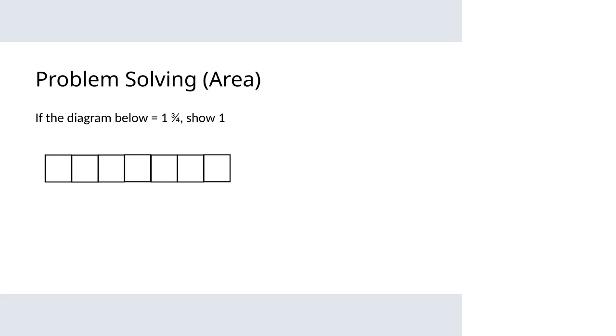Some of you who are very, very good visually might see this without too much trouble. Others, I'll have an approach for you that works better for me because I don't always see things right away.